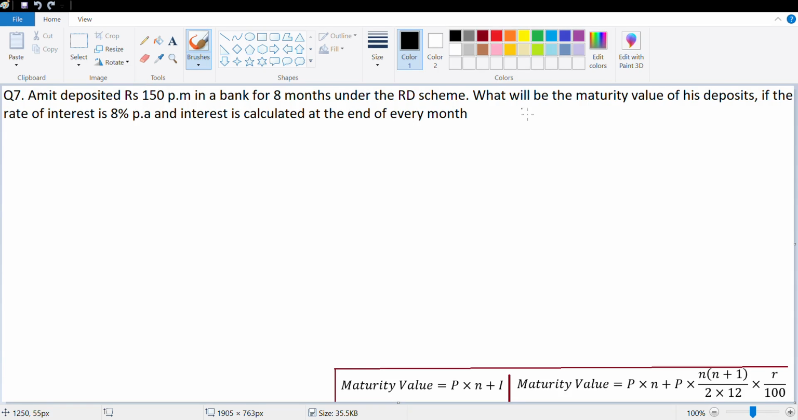Hi guys, let's look at the next question. The next question that we do is question number 7.